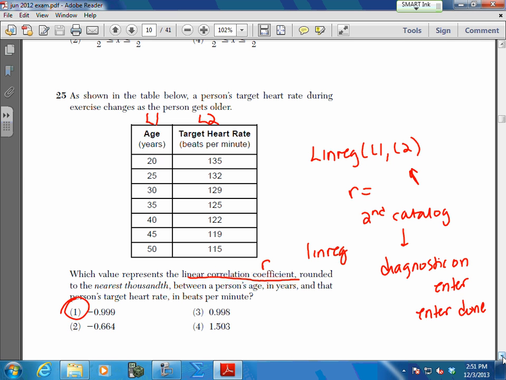How true to a line of best fit? The closer to -1 or +1, the truer the line of best fit.